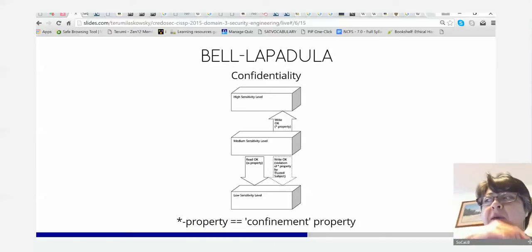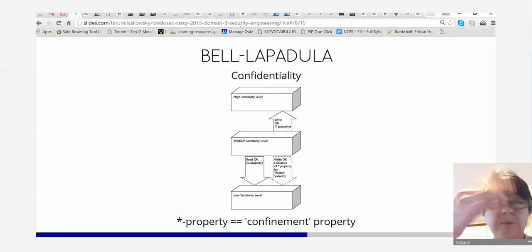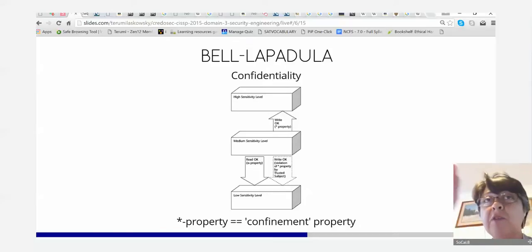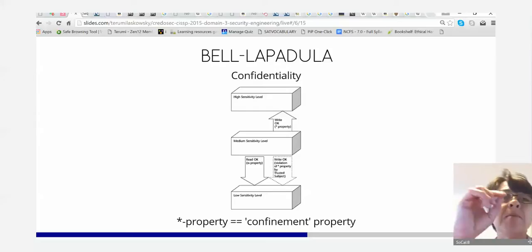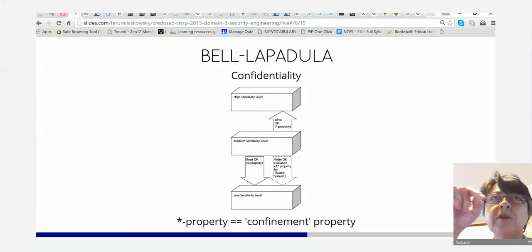Okay? Now, with the medium sensitivity level, you can read things down. So remember I told you I have secret clearance. I can read things that are lower than secret. Should be no problems. But at the secret level, I cannot provide that secret information to the lower level. So the write is not okay. You can read it, but you cannot write it. Okay.